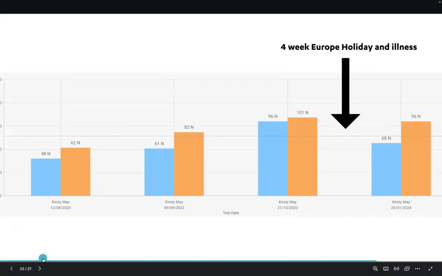Does anyone have any questions about that? Andrew? Were there any signs post holiday and illness that her symptoms were coming back, to correlate with that strength production?